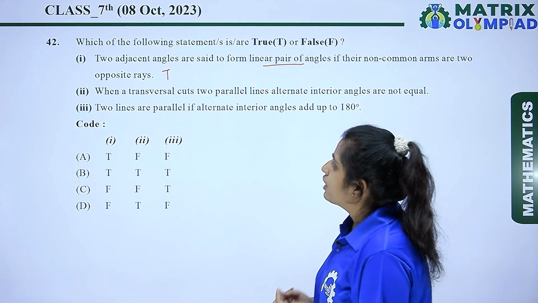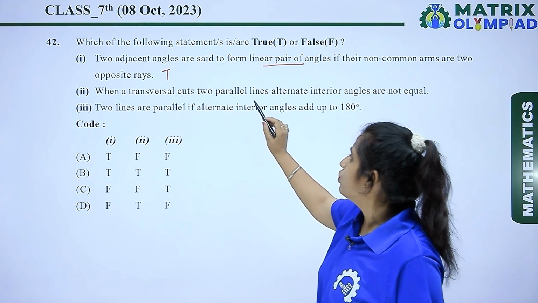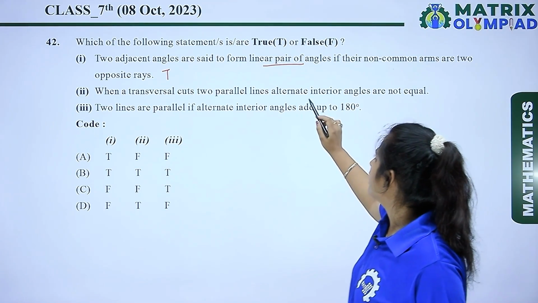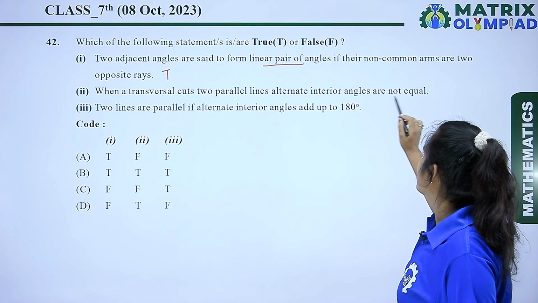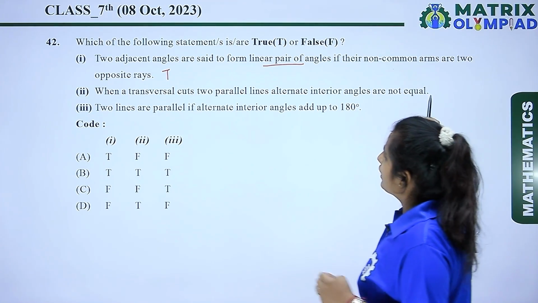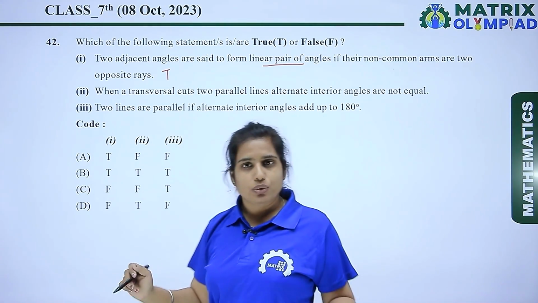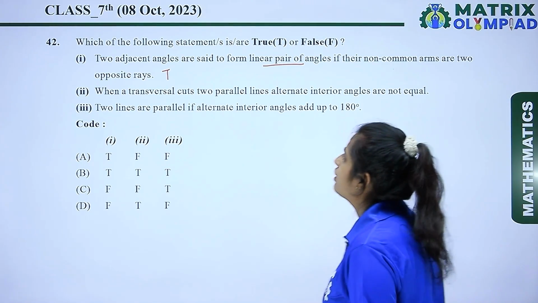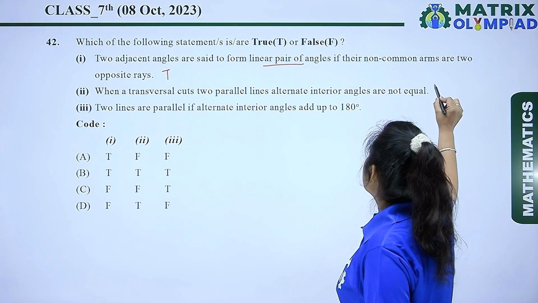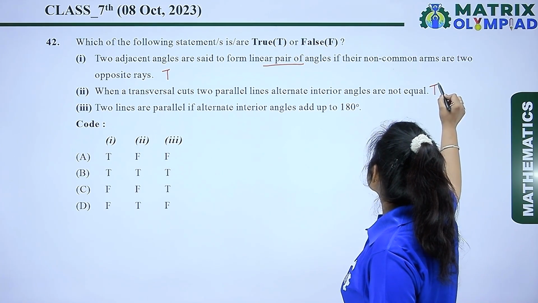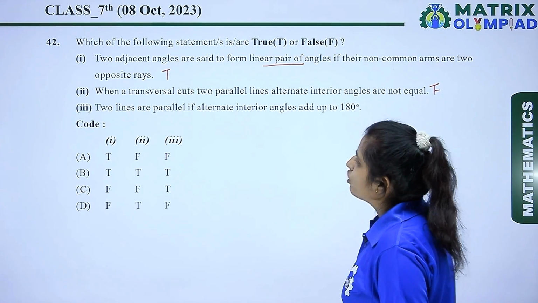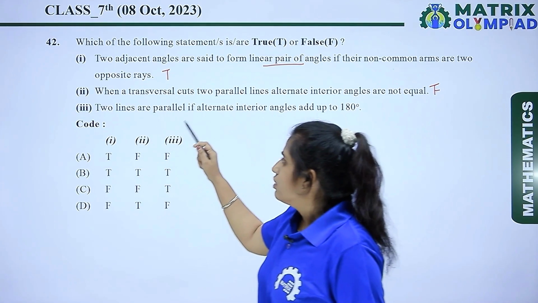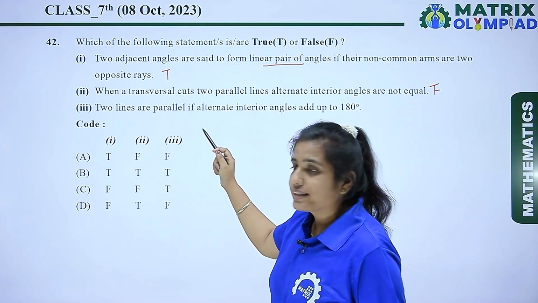Now the next statement is when a transversal cut two parallel lines. अगर एक transversal दो parallel lines को cut कर रही है, then alternate interior angles are not equal. तो alternate interior angles equal नहीं होंगे. So this statement is false. जब भी transversal line दो parallel lines को cut करती है, we have alternate interior angles equal. So this statement will be false. So first statement true हो गई है, second statement false.